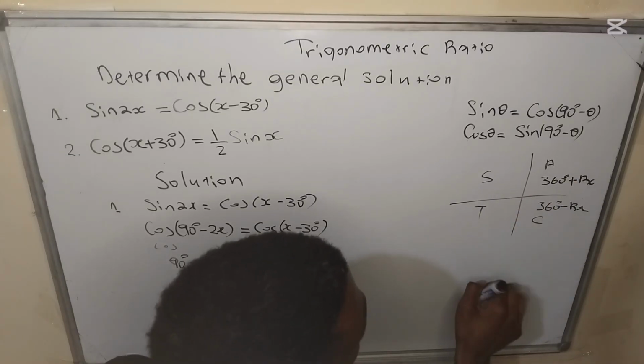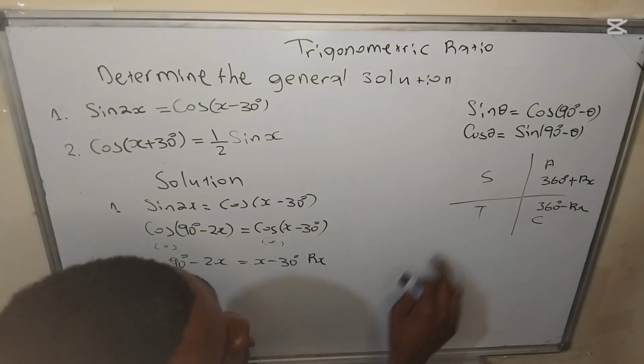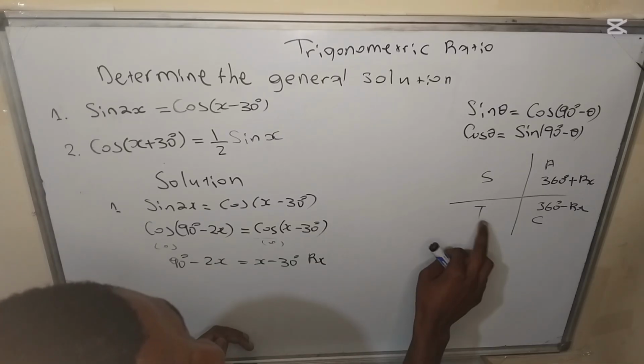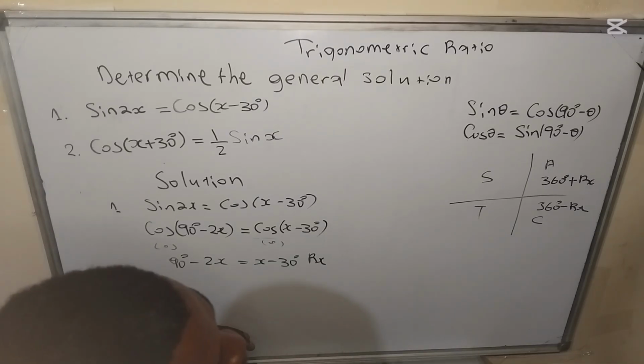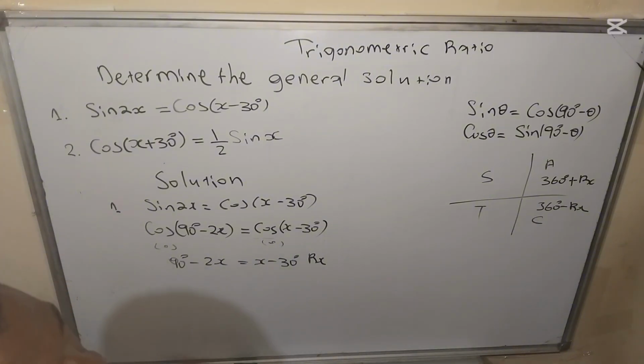We have CAST. All ratios are positive in the first quadrant. Sine is positive in the second quadrant. T means tan is positive in the third quadrant. Then cos is positive in the fourth quadrant.